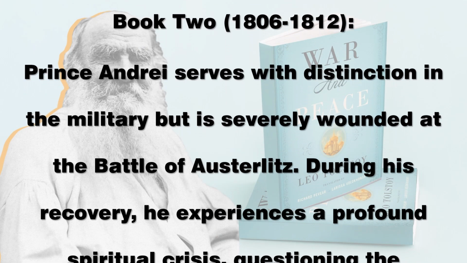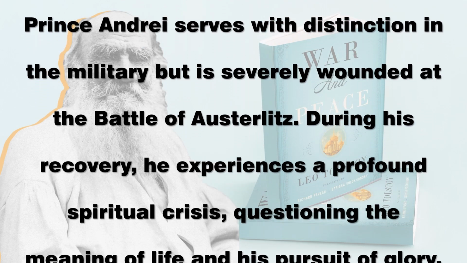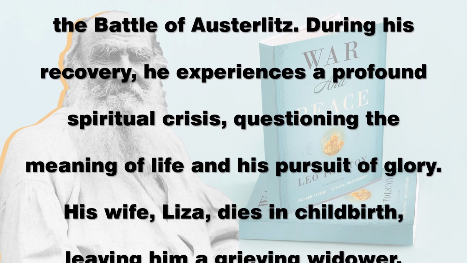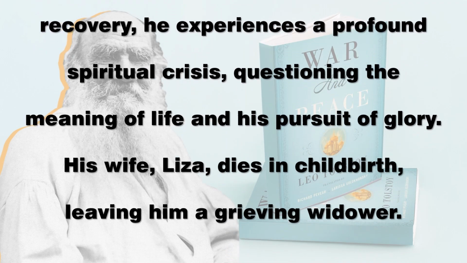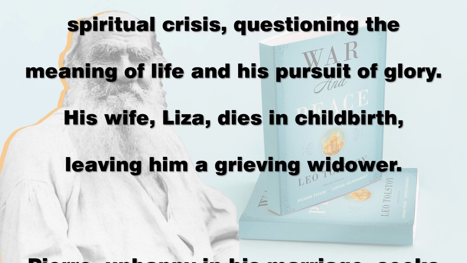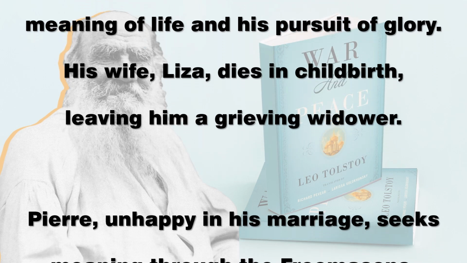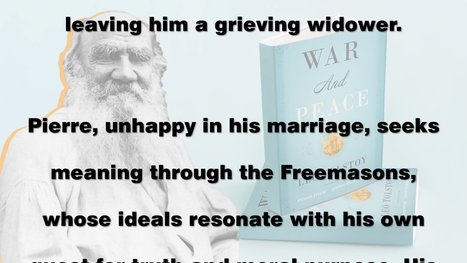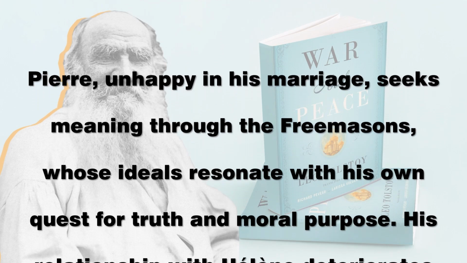1806–1812. Prince Andrei serves with distinction in the military but is severely wounded at the Battle of Austerlitz. During his recovery, he experiences a profound spiritual crisis, questioning the meaning of life and his pursuit of glory. His wife, Liza, dies in childbirth, leaving him a grieving widower.